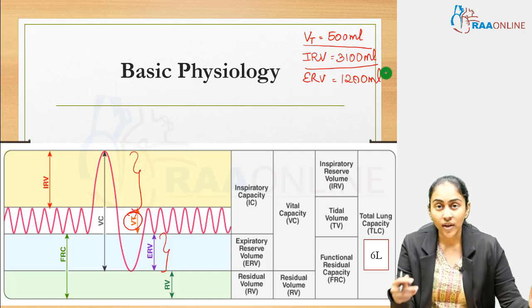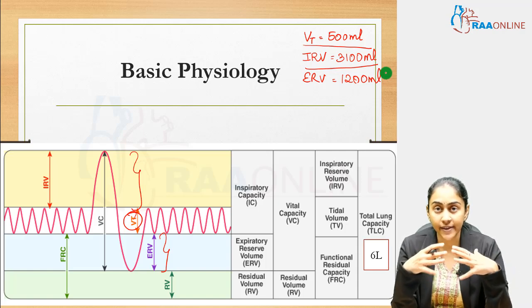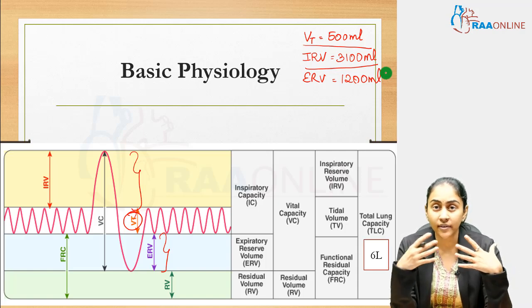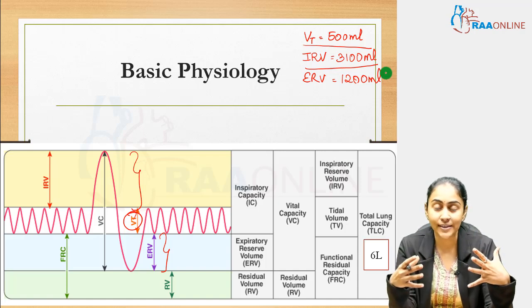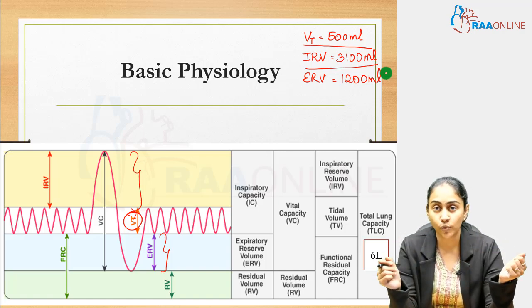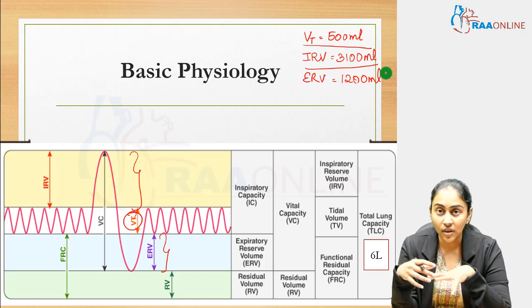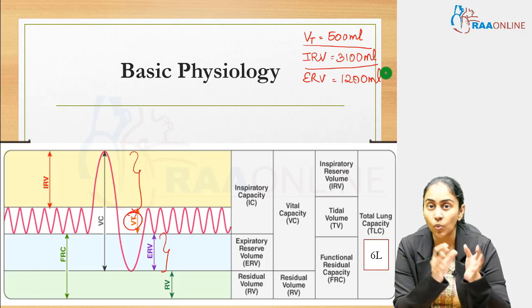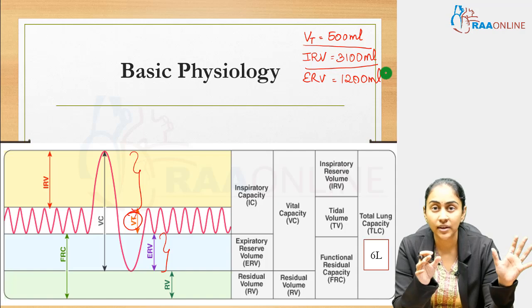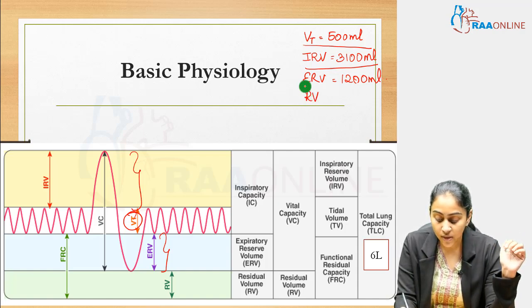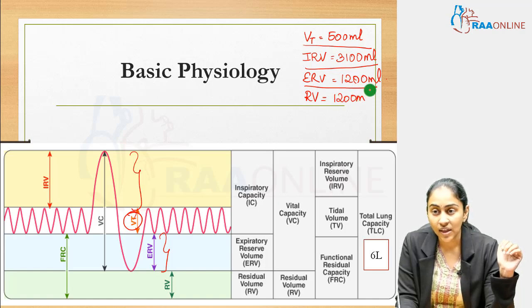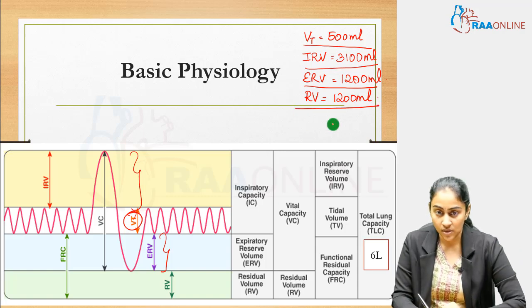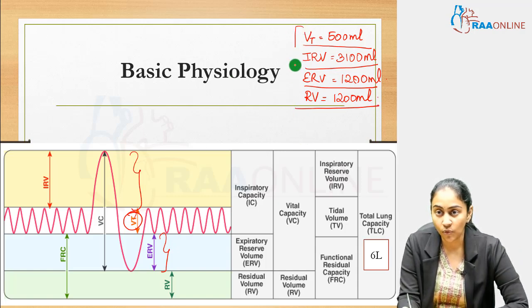Now, once a patient has expelled the air following a forceful expiration, what is left in the lung? The lungs are not completely collapsed, right? Whatever amount of air is left behind, that is remaining, that is residual in the lung, makes up the residual volume. This residual volume is going to be equal to 1200 ml. So these are the 4 important volumes that we need to remember.